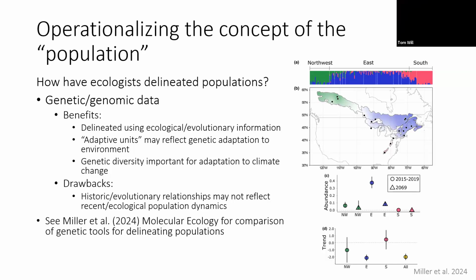These are trend and abundance estimates. The circles are for each of those units. So we went back and used BBS data to look at whether those units differ in terms of their trend and abundance, and they do. And in Caitlin's paper, she demonstrates how you can also use the adaptive loci in the genomes to link that variation to environmental conditions.